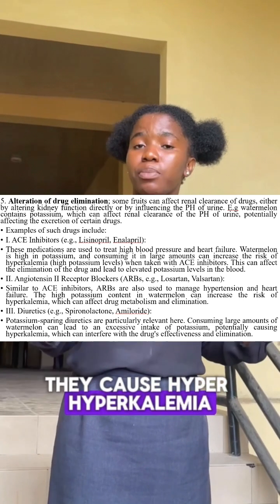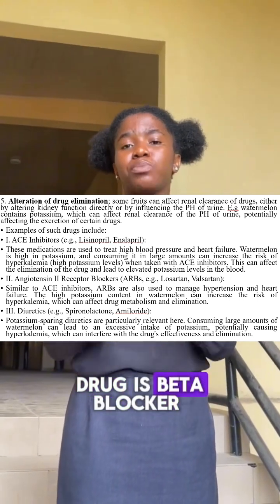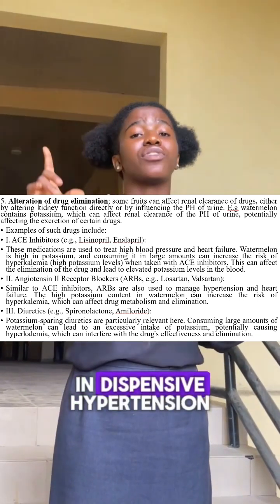They cause hyperkalemia. Now, an example of another drug is beta blocker, which is also used in the treatment of hypertension and heart failure. Hi guys, I'm Austin and I'm talking about the other mechanisms of action of drug-fruit interaction.